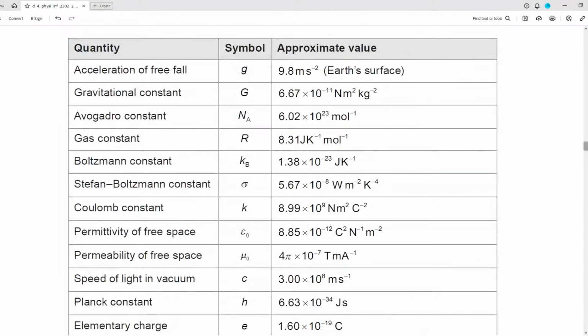Fundamental constants. They're pretty self-explanatory. You will see them in the formula sheet. You just need to know where to find them.